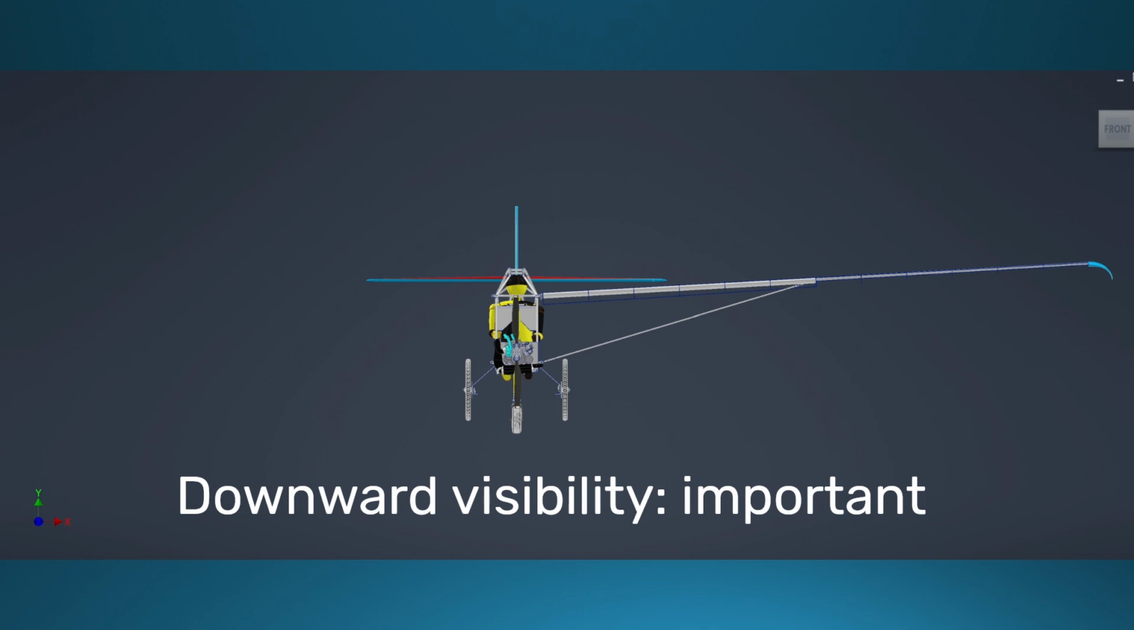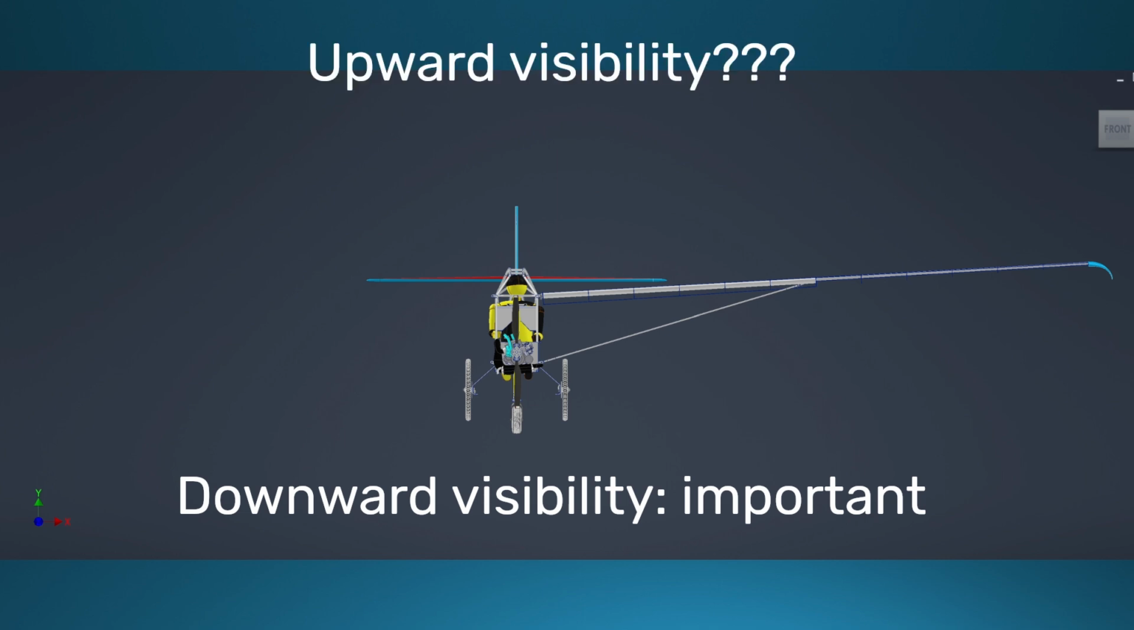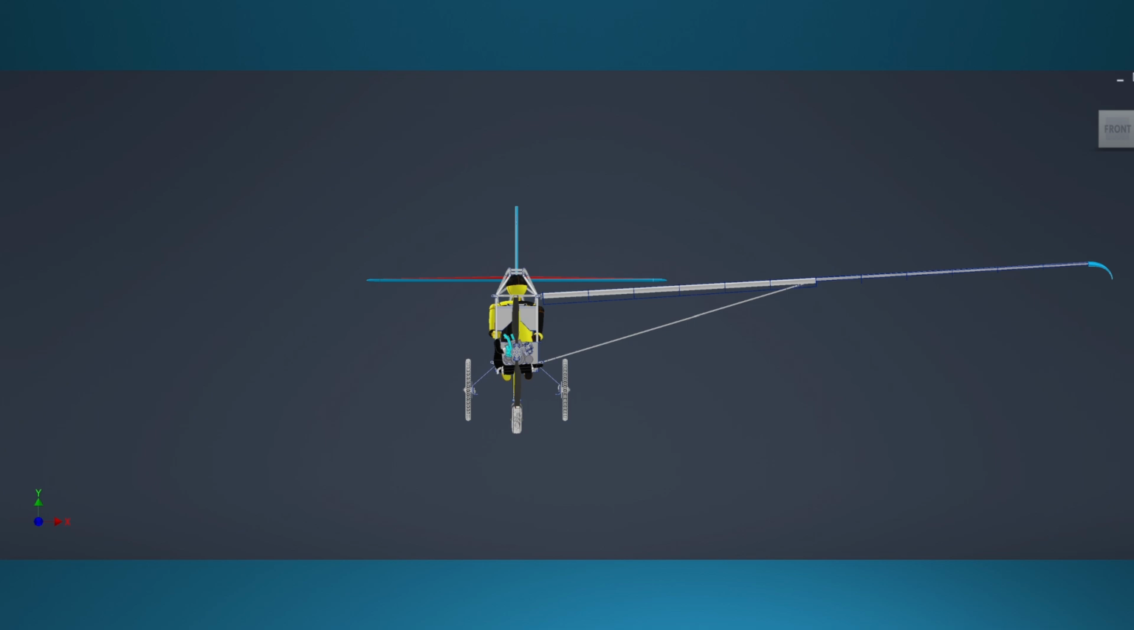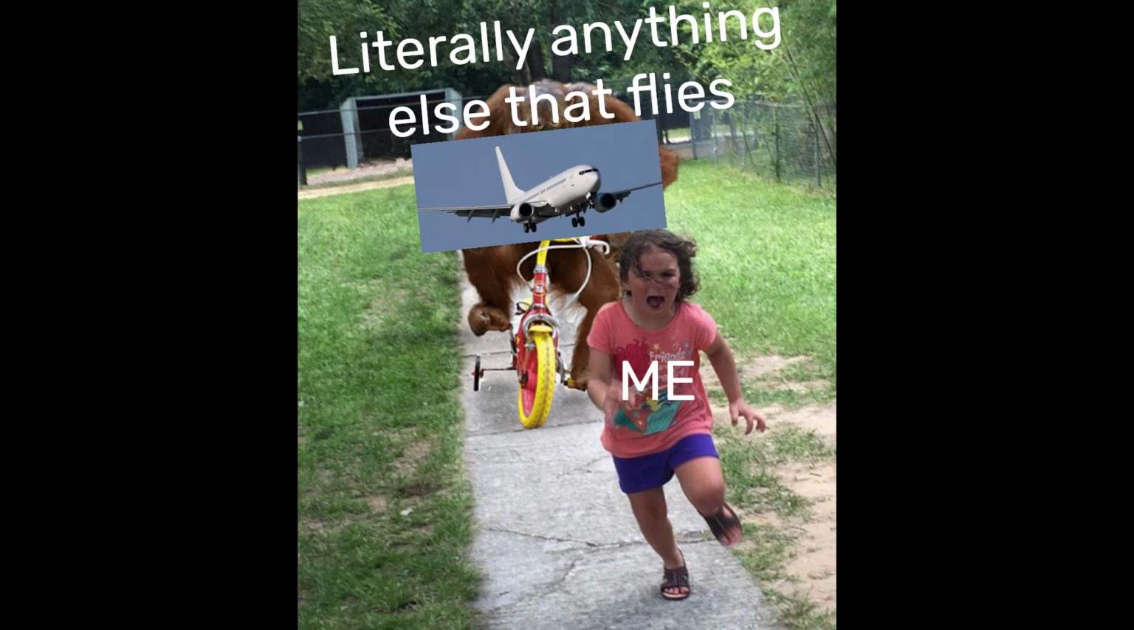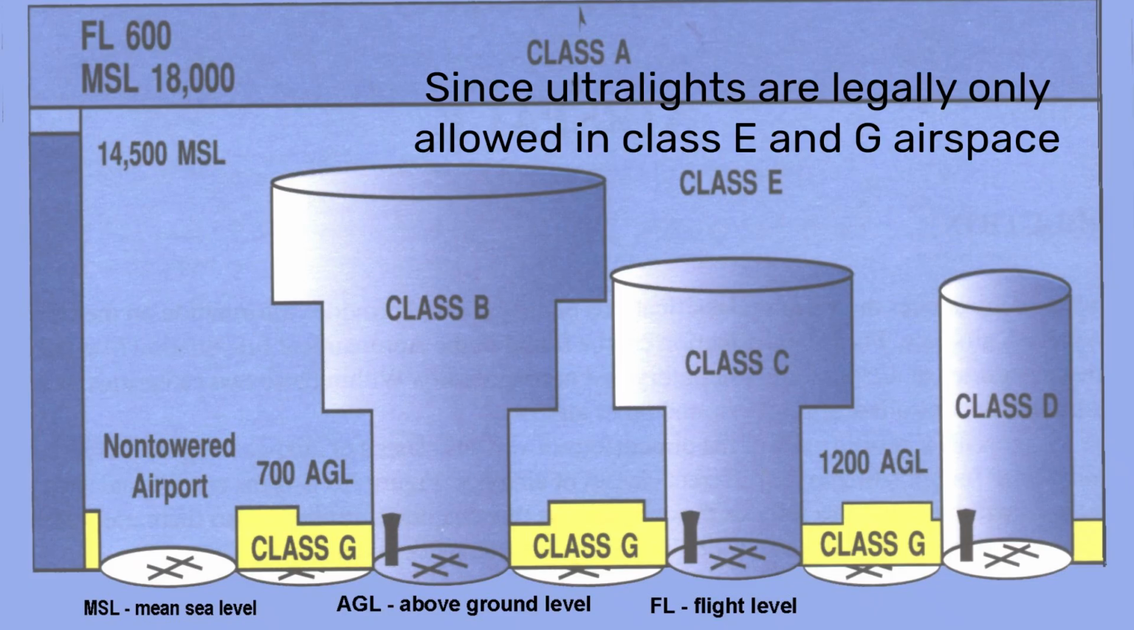So downward visibility is crucial, but what about upward visibility? Well, unsurprisingly, upward visibility is also important. Without a transponder or a flight plan, other planes are going to have a difficult time seeing me, which means I'll need to spot them first to avoid them. I don't plan on ever flying anywhere near an airport, but even with that in mind, I'd rather not be caught off guard. Plus, airplanes aren't the only sky obstacle.